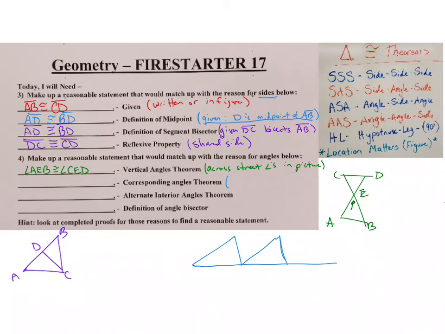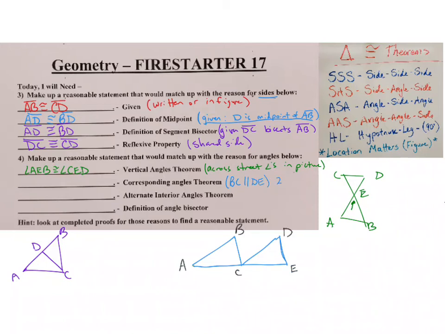I'm just making up an example. So what I would have done, if you guys don't want to make up your own example, is look through my worksheets and find something where I used the corresponding angles theorem. What would have been given any time I use corresponding angles? I would probably have to see, like, BC is parallel to DE.